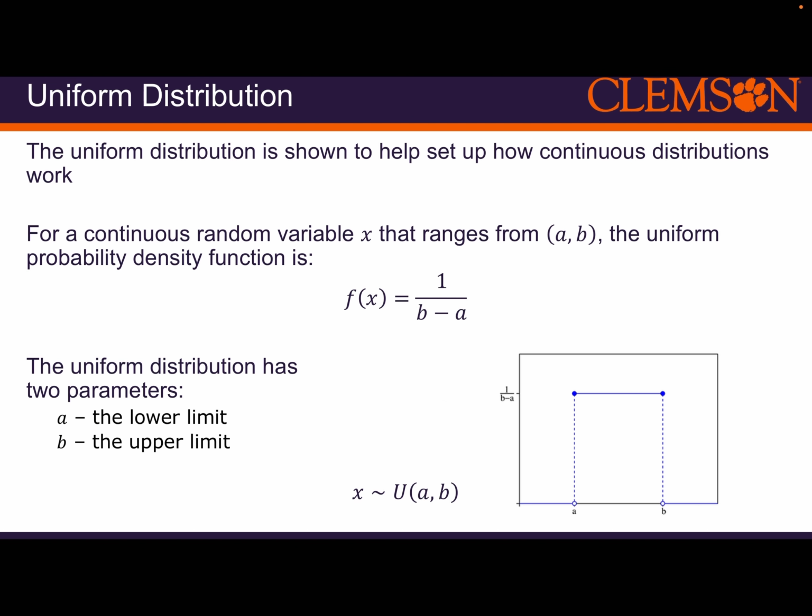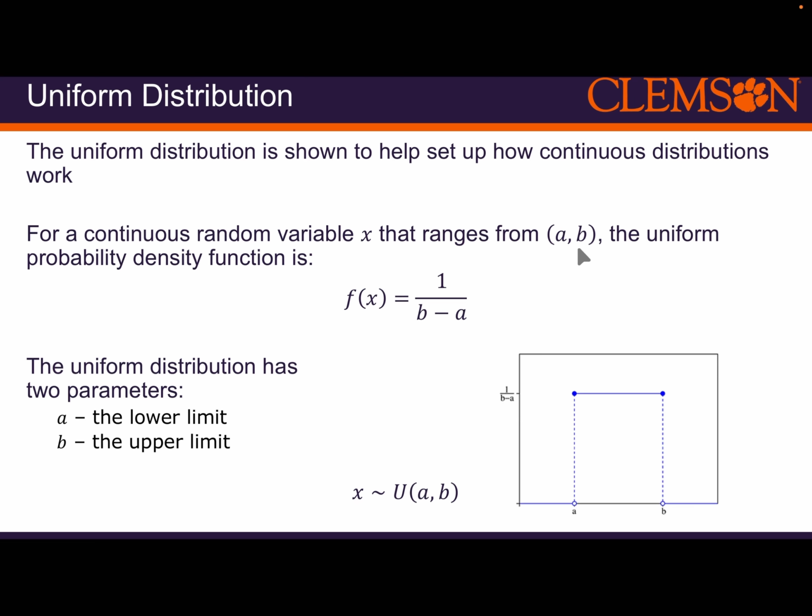The uniform distribution is a nice distribution to get started because it shows us a little bit about how continuous distributions work. So let's first talk about the sample space. For this continuous random variable x, it ranges from the values a to b, not inclusive of the endpoints. So we have these little curved parentheses putting a and b in there.